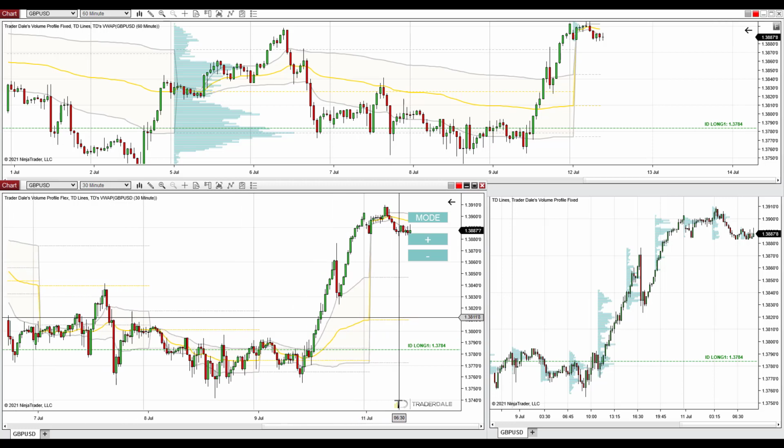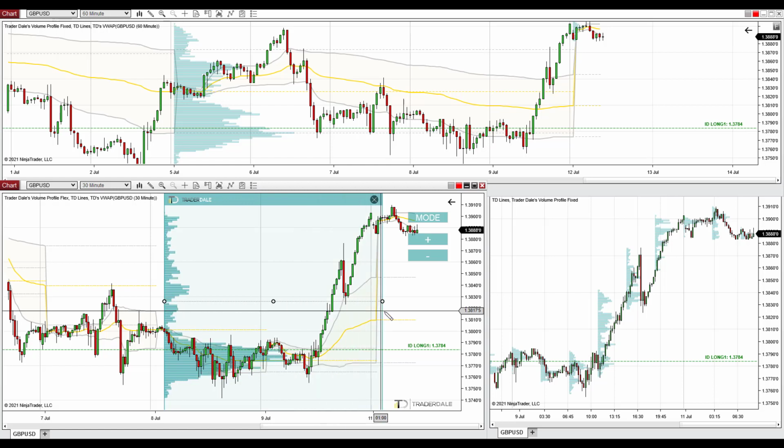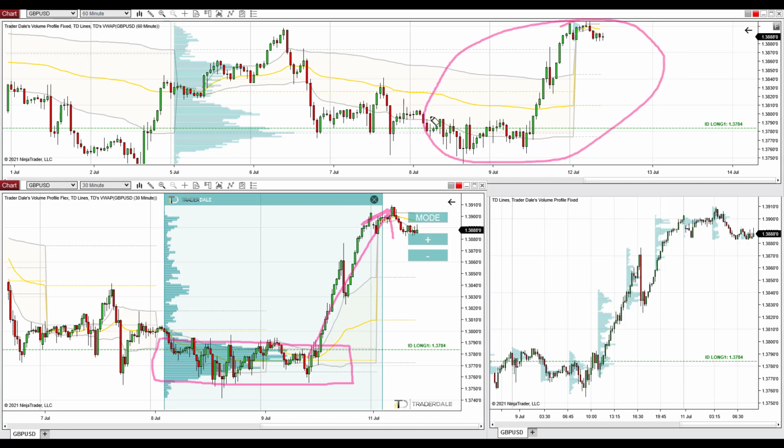If you have a look at this chart, it's also nicely visible here. This chart has the flexible volume profile, which is a profile you can move around like this. If you look at this rotation from which the strong buying activity started, this is the area we are looking at. This is a 30-minute chart, a bit more detailed, and this is the rotation with the heavy volumes from which the strong buying activity started. So it is also very nicely visible here on the 30-minute chart with the flexible volume profile.